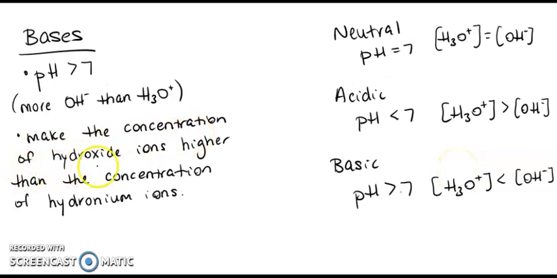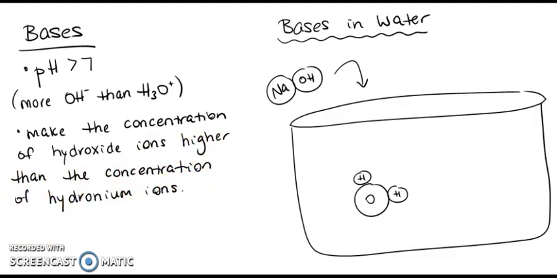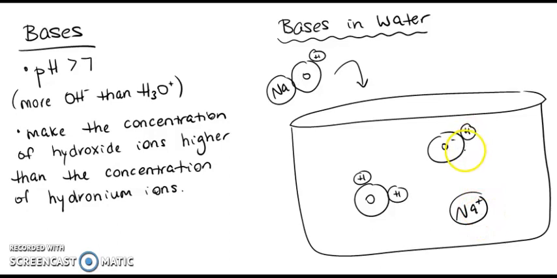Bases make the concentration of hydroxide ions higher than the concentration of hydronium ions. So let's look at bases in water. If we put something like this sodium hydroxide in water, it's going to make the solution basic or have more hydroxide ions than hydronium ions. So when this goes in the water, we get a positive sodium ion and a negative hydroxide ion. Now, even if more water molecules collide and create hydronium and hydroxide, it's never going to balance out this extra hydroxide. Because every time two water molecules collide, a hydronium is created, but so is a hydroxide. So overall, this solution stays basic.